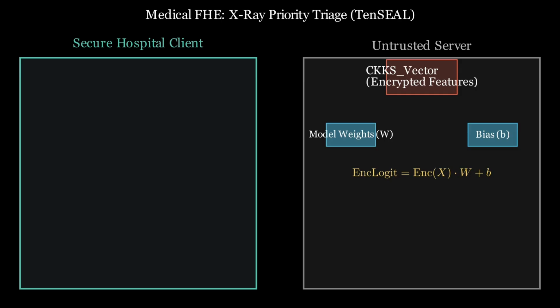Remarkably, the THONG library allows the server to execute this exact algebraic formula directly on the ciphertext. Because the server is performing operations between an encrypted tensor and plaintext model weights, we refer to this as a ciphertext plaintext evaluation.